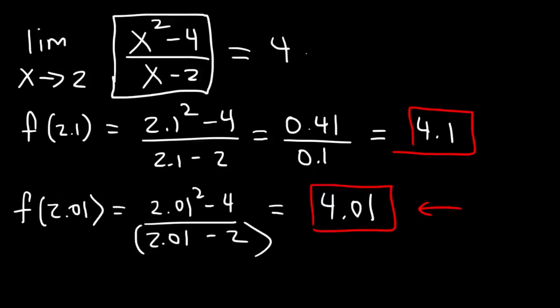And this technique works for any limit. As long as you plug in a number that's very close to whatever this number is, but not exactly that number, if the limit exists, it's going to converge to a certain value.